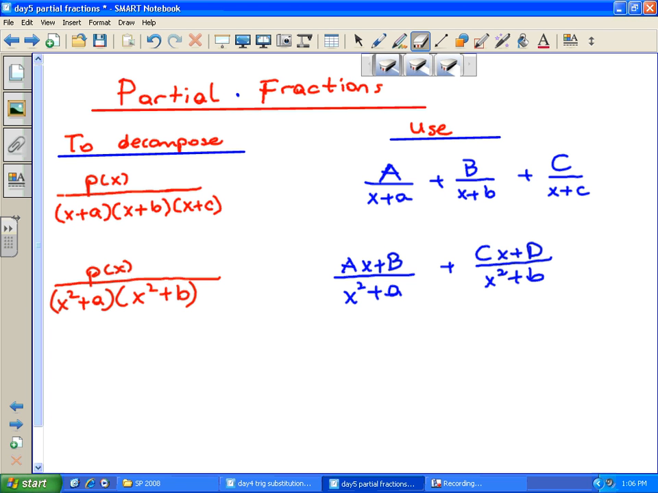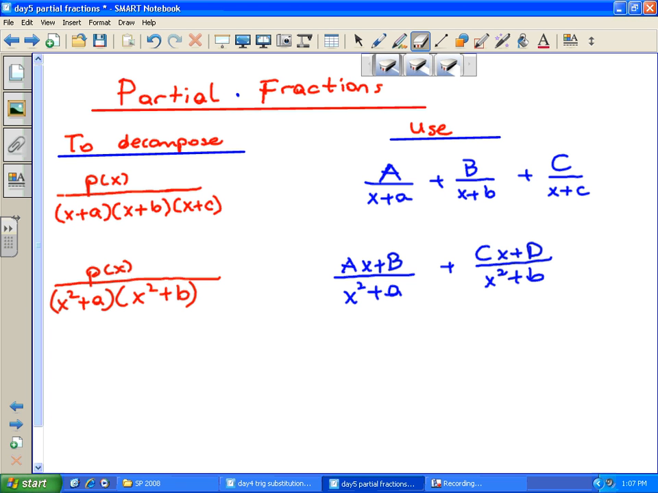Now, how would that help us? Could you integrate the fractions that are given on the right-hand side? Let's think about it. You could split each one of those into 2 separate fractions, right? Like Ax over x squared plus a. That was a u-substitution question. And then B, or a constant, over x squared plus a. That's an arctangent, right? So we can handle those if we can break them down into pieces like this.